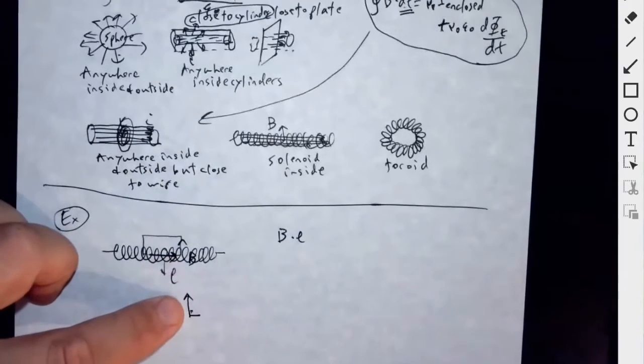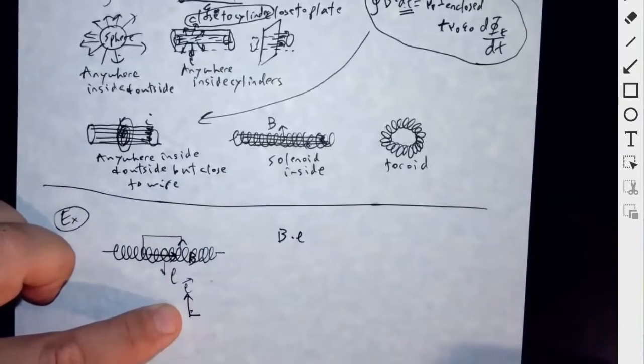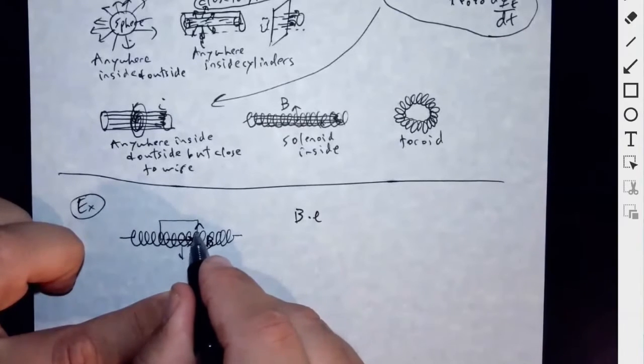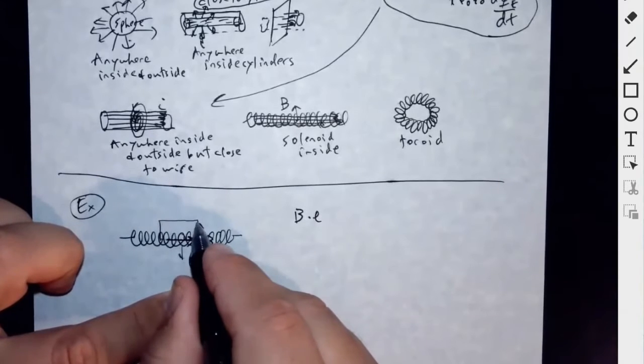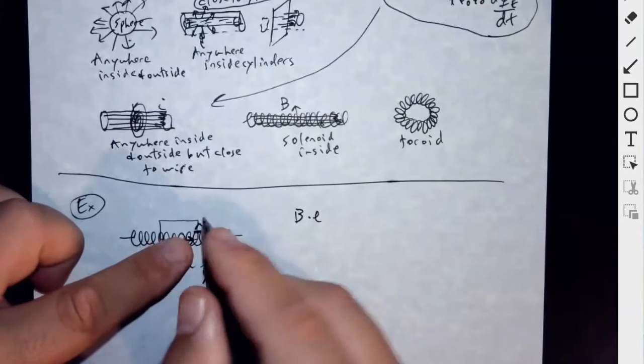So this one is the L vector as you're going up, and this is the B vector. You see, as you're going up until you get to the surface. When you go outside, you're going to argue that the B field there is approximately 0.